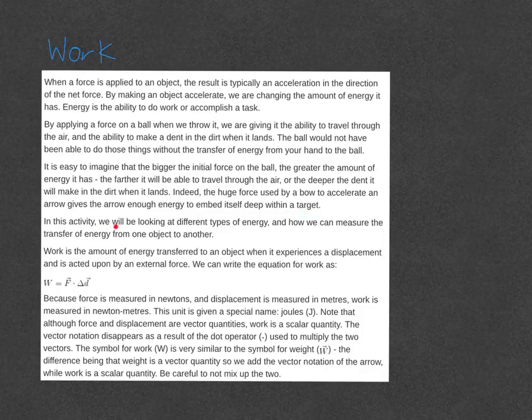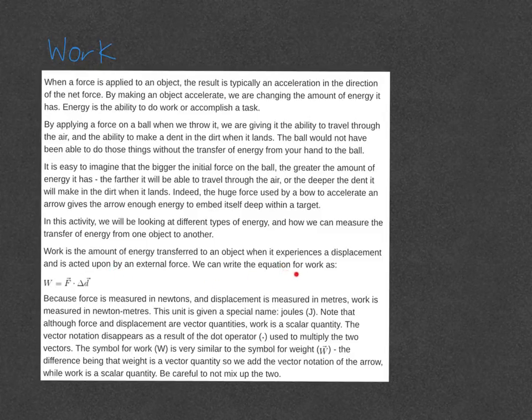So in our last activity, we looked at different types of energy and how we can measure the transfer of energy. In this activity, we're going to be looking at work and the amount of energy transferred to an object by a force. The definition of work in physics is that a force has to cause a displacement. An external force, I should say, has to cause a displacement, and that will give us work.